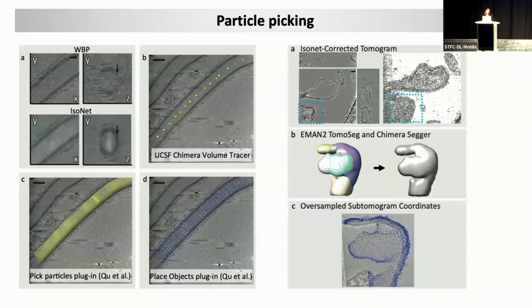So we have implemented a method where we use ISONET to make the membranes more isotropic, and then we use the EMAN2 AI tools to automatically segment these membranes. Then using Chimera, we select individual membranes, and we have some scripts that will oversample the membrane surface and give you particle coordinates.